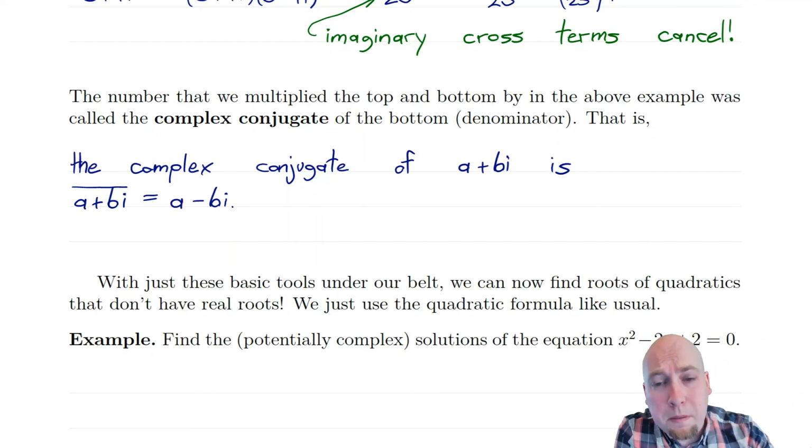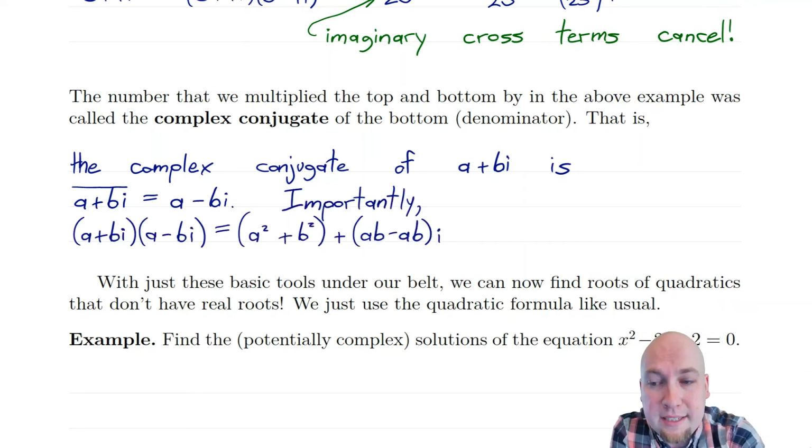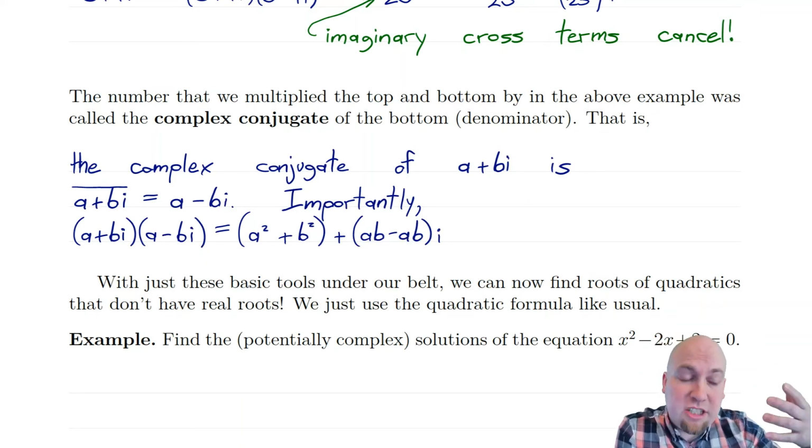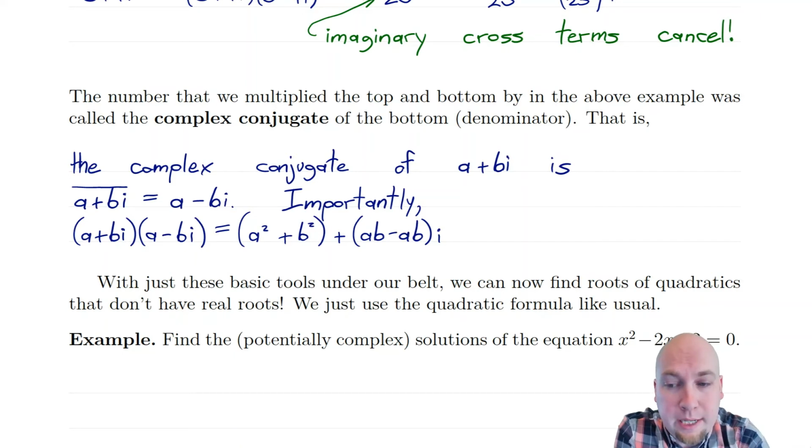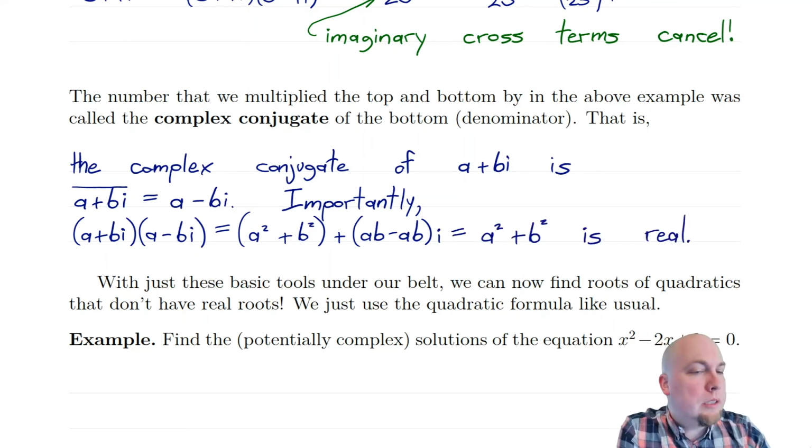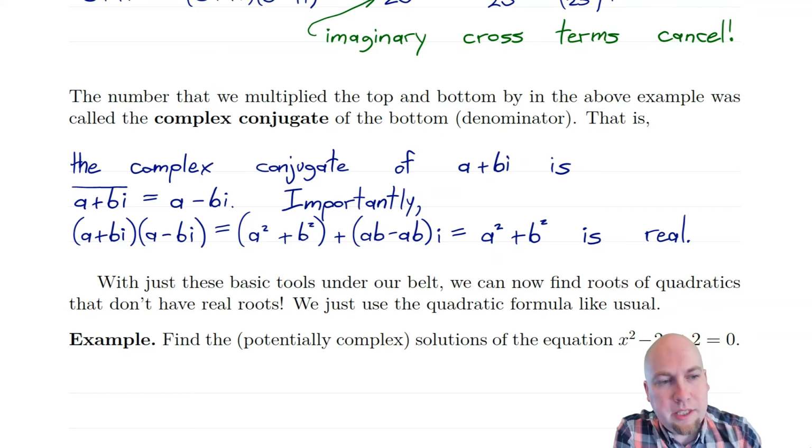For our purposes, the important aspect of the complex conjugate is that if you multiply a number by its own complex conjugate, the two cross terms just cancel out with each other. So the imaginary part equals 0, and you're left with just a real number. It's kind of a difference of squares sort of thing.